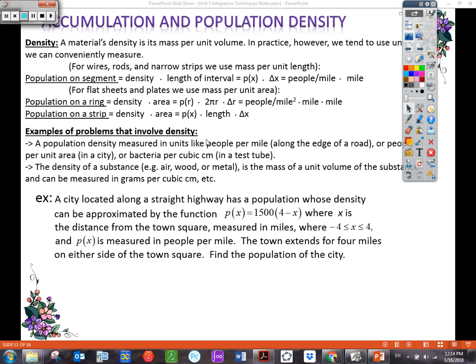So today's lesson we're going to be looking at accumulation and population density. Accumulation is basically something we've talked about before. We covered that last semester, so this is a bit of a review for the accumulation part. Population density, though, we did the most simple of the population densities last semester, the very first one, population on a segment. We really haven't explored all the different types that we might see. So that's what we're going to be doing today.